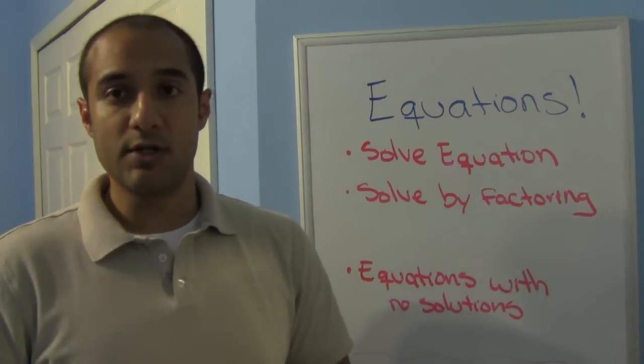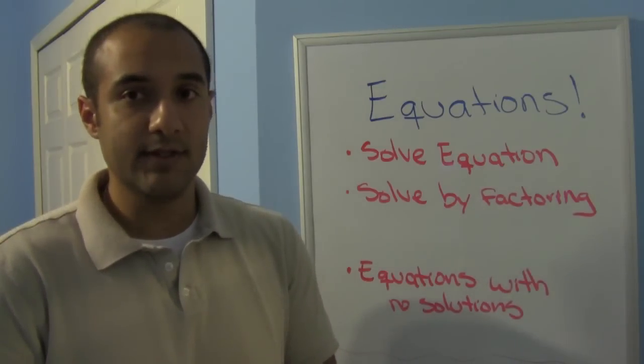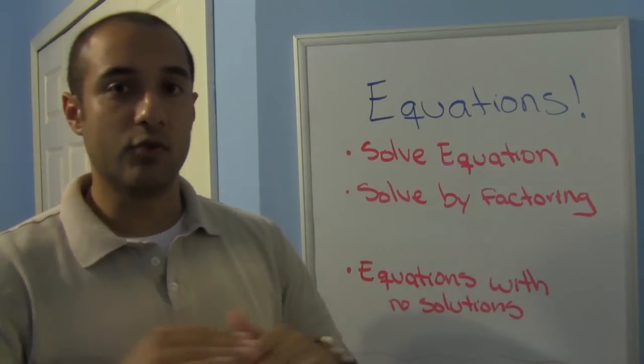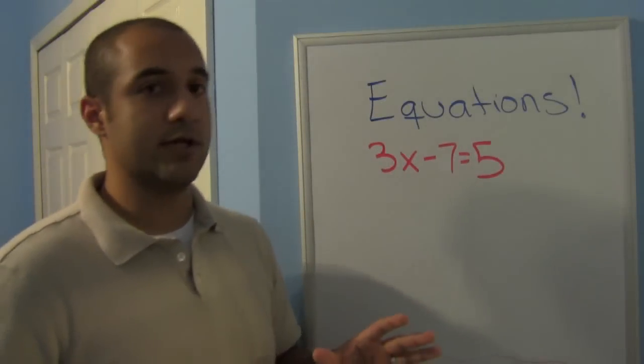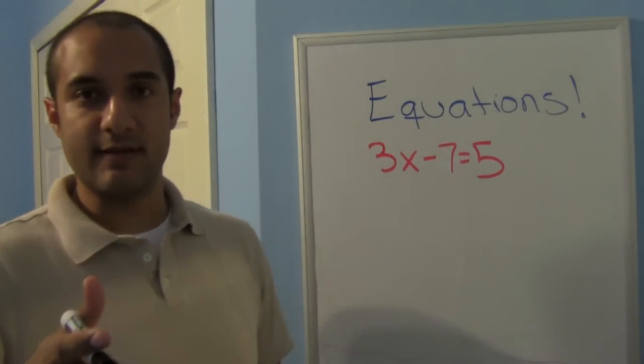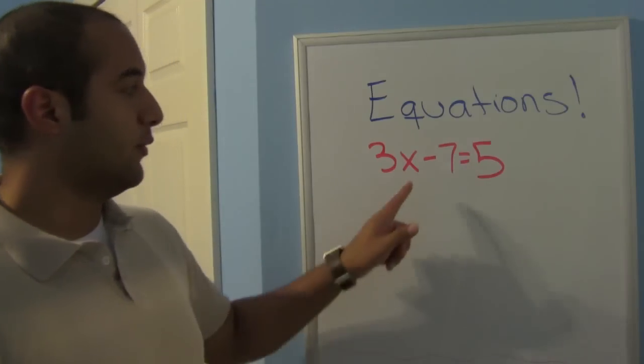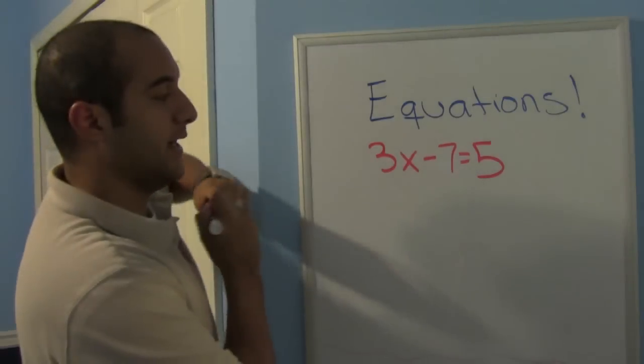Today is the first lesson. We're going to be solving equations. We're going to solve by factoring, and then we're going to look at equations that have no solutions. Let's get started. Alright, here we have a very basic equation. Here we have 3x minus 7 equal to 5. What we want to know is what x is.